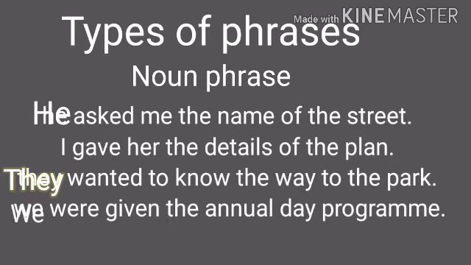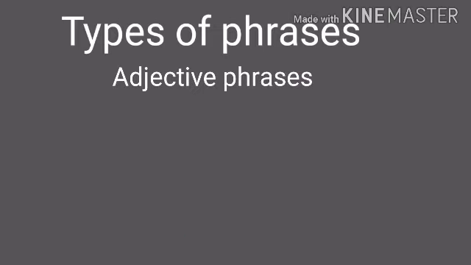Now, my dear students, look at these sentences. He asked me the name of the street. I gave her the details of the plan. They wanted to know the way to the park. We were given the annual day program. Here, the highlighted noun phrases in the sentences function as objects. So, my dear students, I hope you have understood the noun phrases.